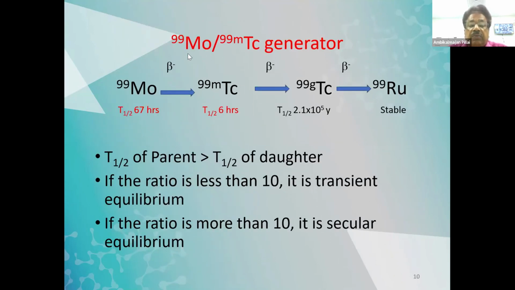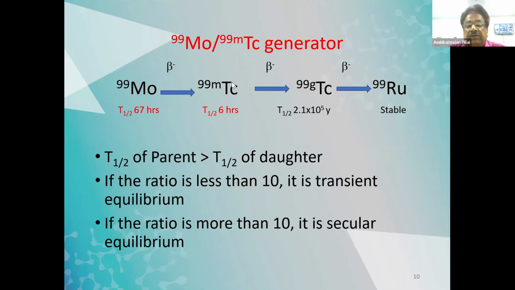Now, how does the molybdenum-technetium generator work? Because the molybdenum 99 has got a half-life of 67 hours. It decays to technetium 99, which has got a 6-hour half-life. And the technetium 99 is radioactive. We call it technetium 99m.